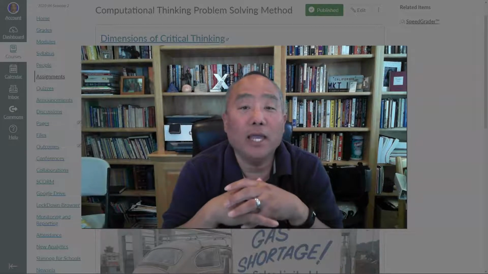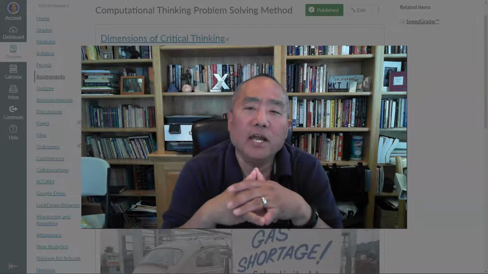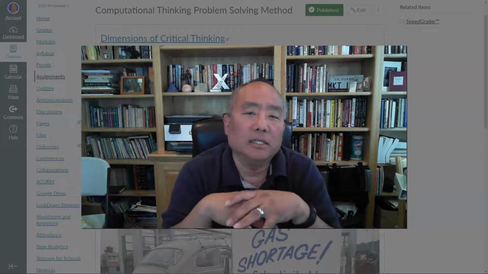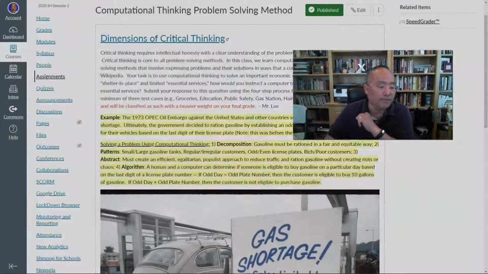Now today, we don't have that same problem, but we have a pandemic known as COVID-19. In COVID-19, in our situation today, we have to determine which services are essential. So, flipping back to this gasoline rationing problem here, let's walk that through computational thinking to give you an idea how you might apply this to today's situation.